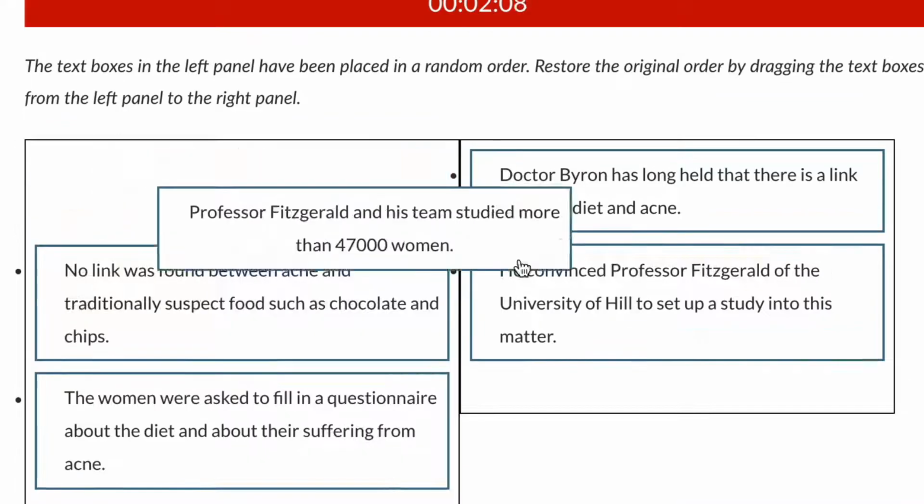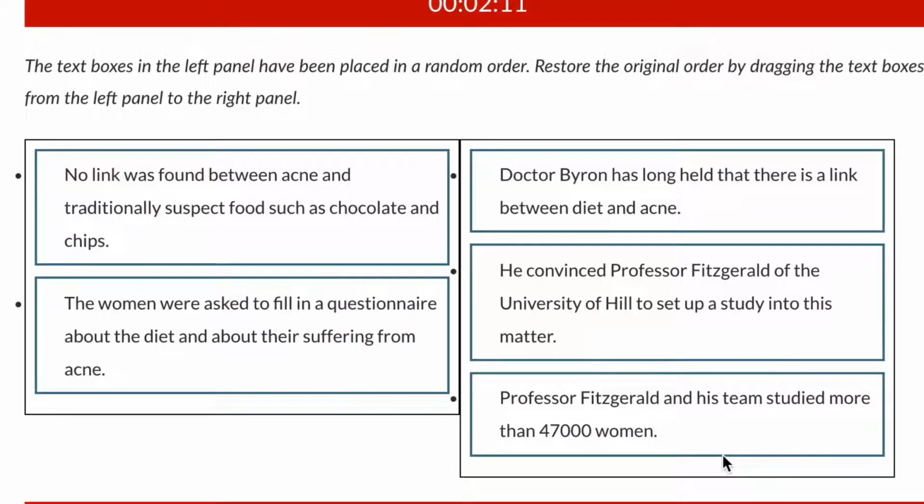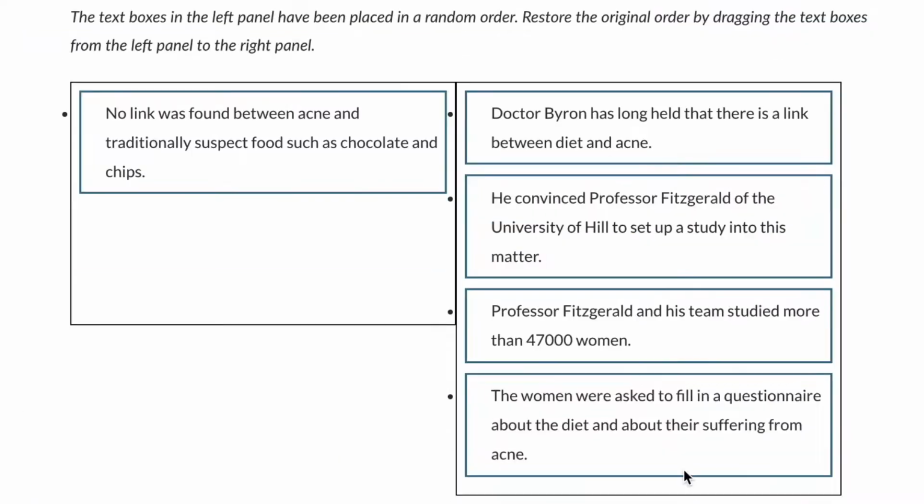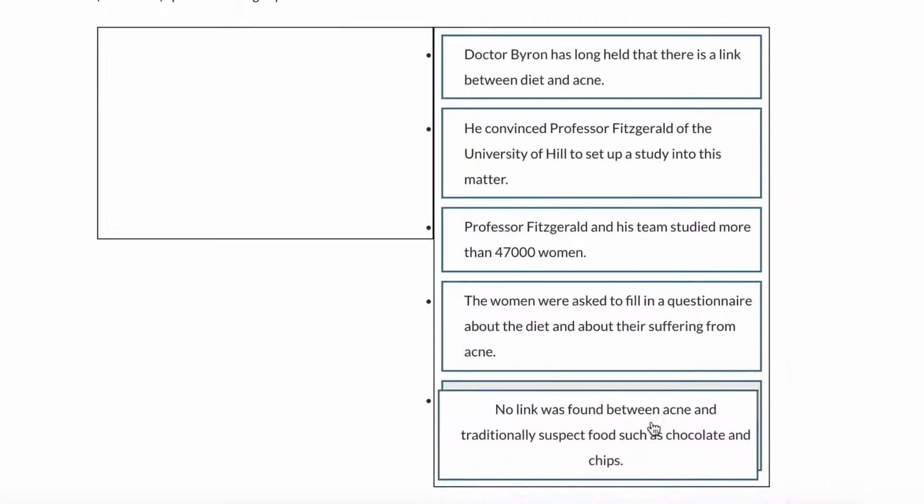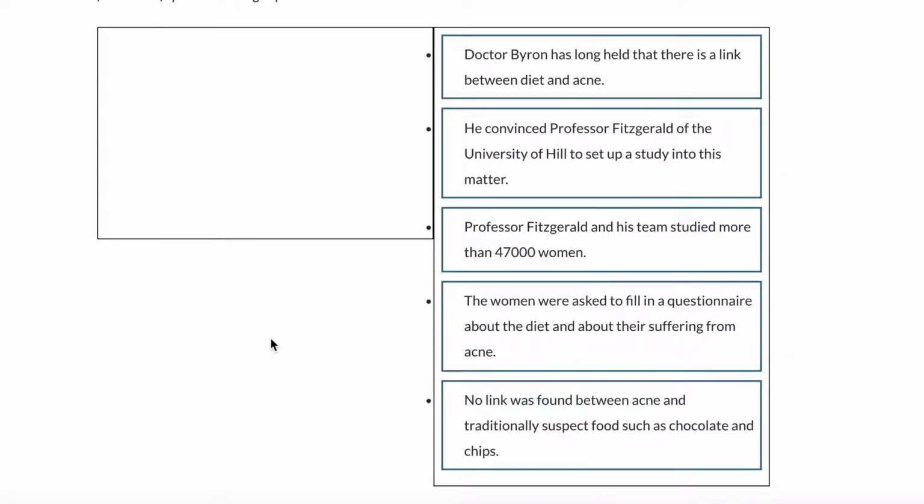So here, first, Professor Fitzgerald studied more than 47,000 women. And how did he do this? He asked these women to fill in a questionnaire about the diet and about their suffering from acne. It just says studied more than 47,000 women. So this one, where it is giving you more specific information on how this study was done, will come after this general information. And because now the study is complete, they will have finding at the end. So this sentence will be the last sentence.